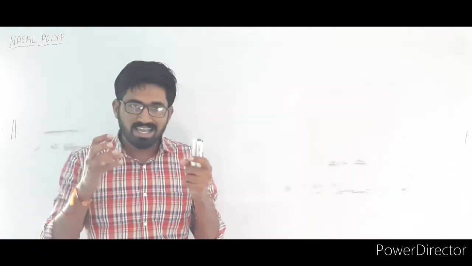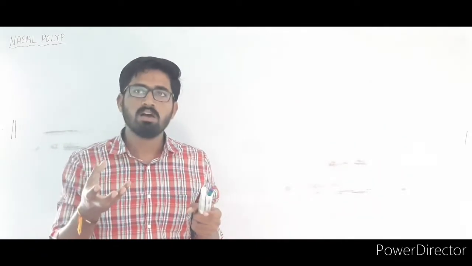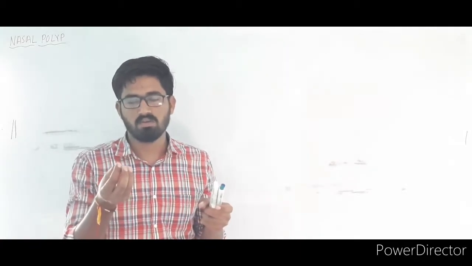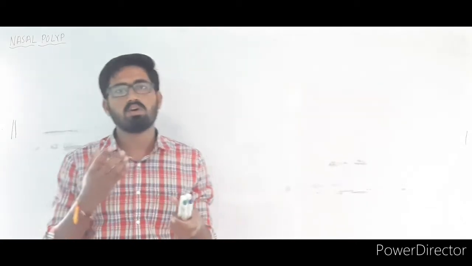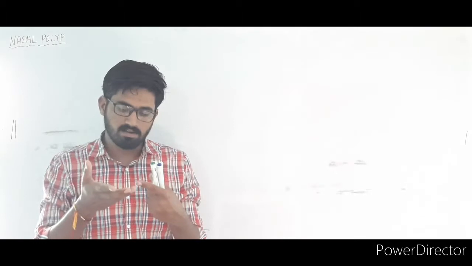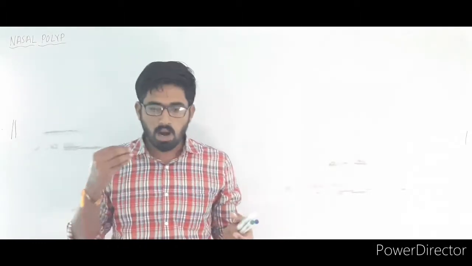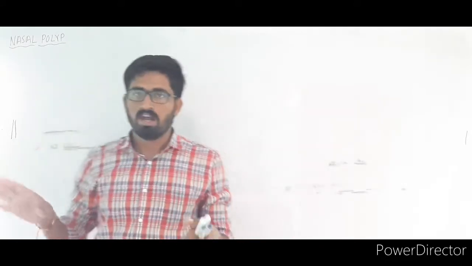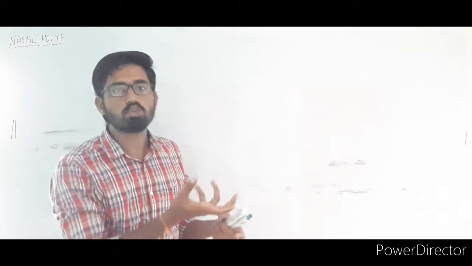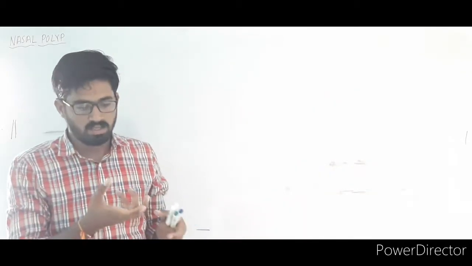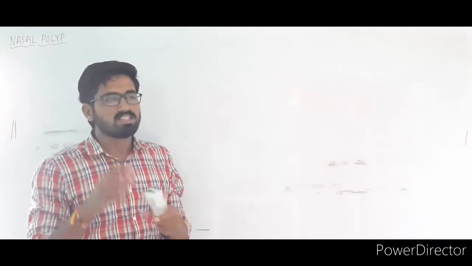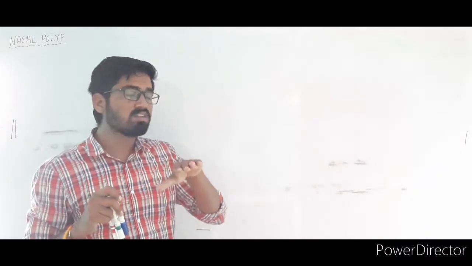Nasal polyp is an outpouching of the mucosa, like an outpouching of the epithelium, which is present in the sinus. You all know that there is the frontal sinus, maxillary sinus, and ethmoidal sinus. So an outpouching of the mucosa from the sinus is called a nasal polyp. Now the thing is, why is there an outpouching of the mucosa or of the epithelium?